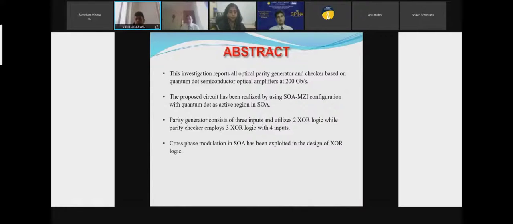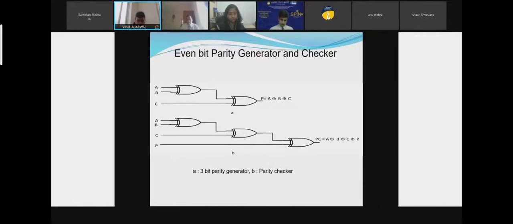Usually the data rate is around 50 Gbps, but since we have used quantum dot, we have managed a data rate of 200 Gbps. There have been papers written by other authors which are above 500 Gbps based on quantum dot. Our design utilizes 2 XOR logic gates for the parity generator and 3 XOR logic gates for the checker. So this is the basic logic, and I think you all must know this schematic.